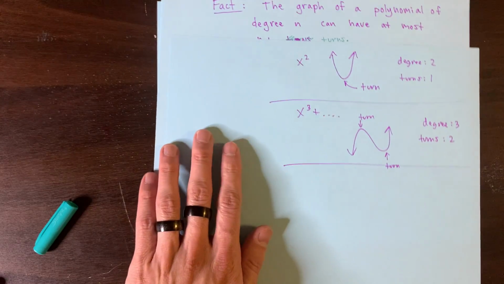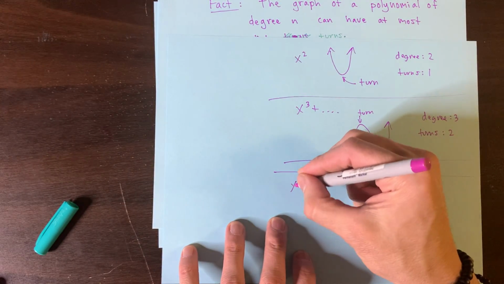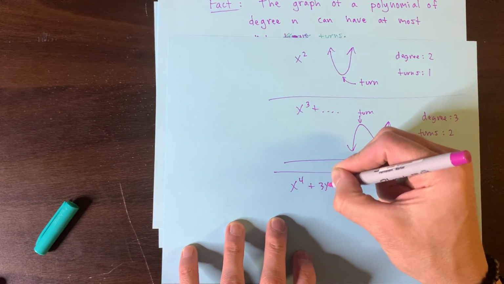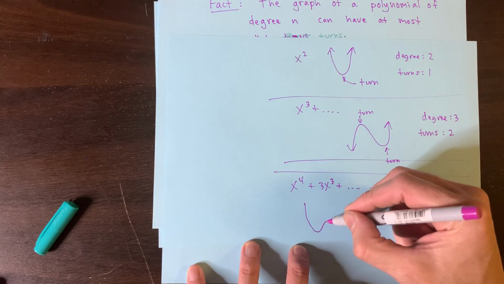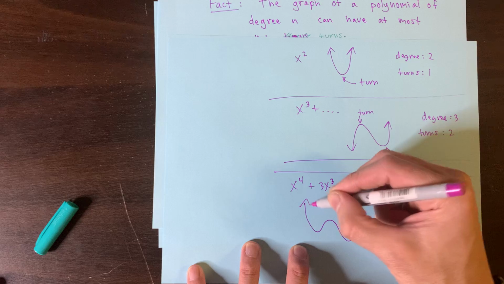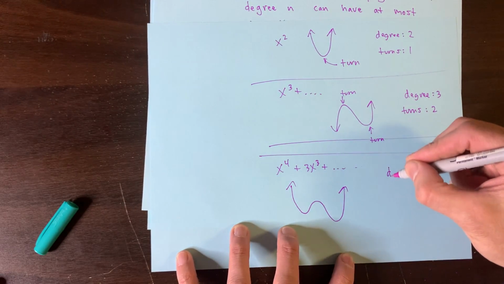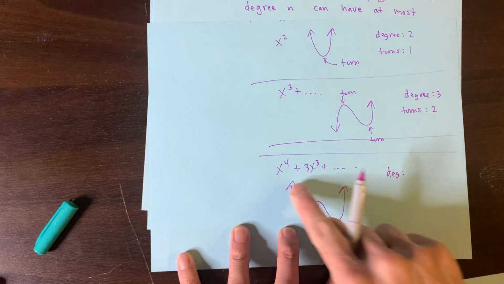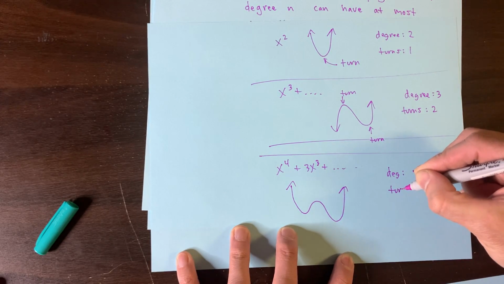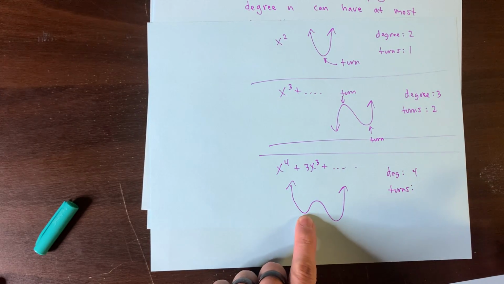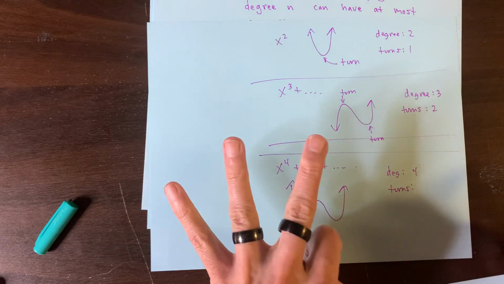How about one more before we do some exercises? How about like x to the 4th plus 3x cubed plus some other gibberish? X to the power of 4 can probably look something like this, where for this function, the degree would be 4. And how many turns does this graph have? Turn, turn, turn. It has 3 turns.